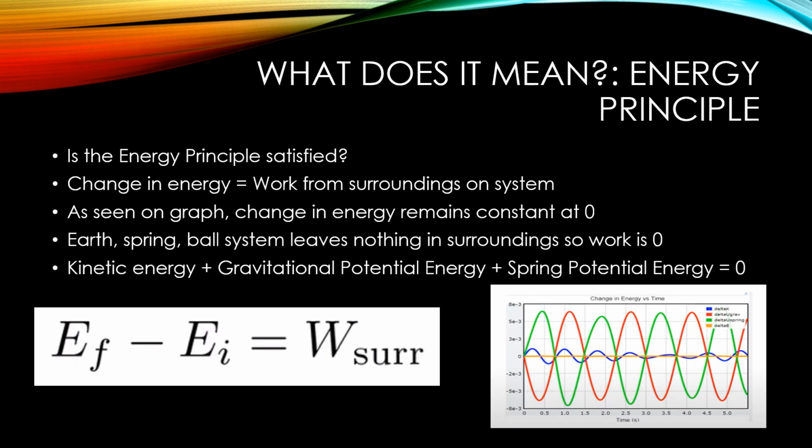So what does this mean, energy principle? Is the energy principle satisfied? The change in energy equals the work from the surroundings on the system. As seen in the graph, change in energy remains constant at 0. The Earth, spring, ball system leaves nothing in the surroundings, so work is 0. And then the kinetic energy plus the gravitational potential and spring potential change equals 0 as well.